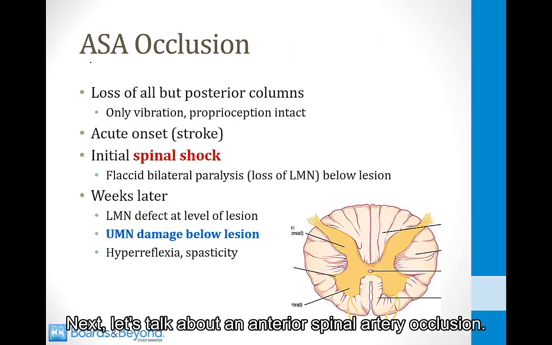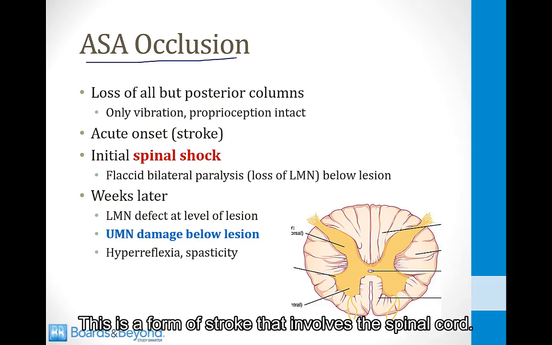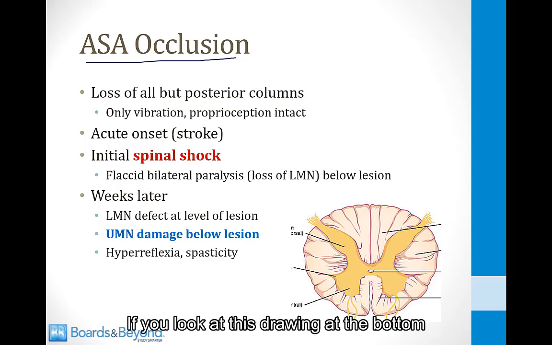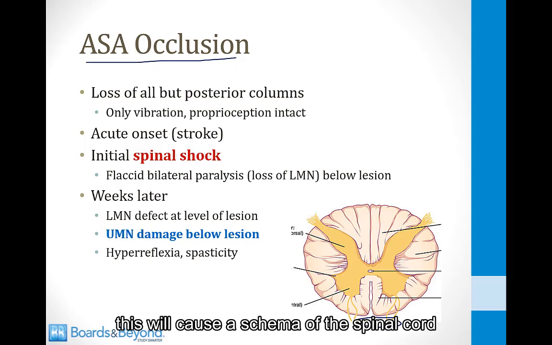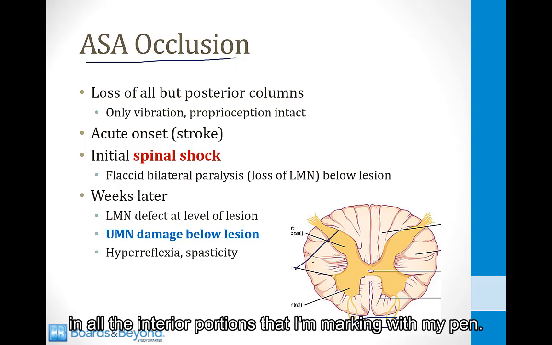Next, let's talk about an anterior spinal artery occlusion. This is a form of stroke that involves the spinal cord. If you look at this drawing at the bottom right side of the screen, the anterior spinal artery sits here. So if there is occlusion of this vessel, this will cause ischemia of the spinal cord in all the anterior portions that I'm marking with my pen.